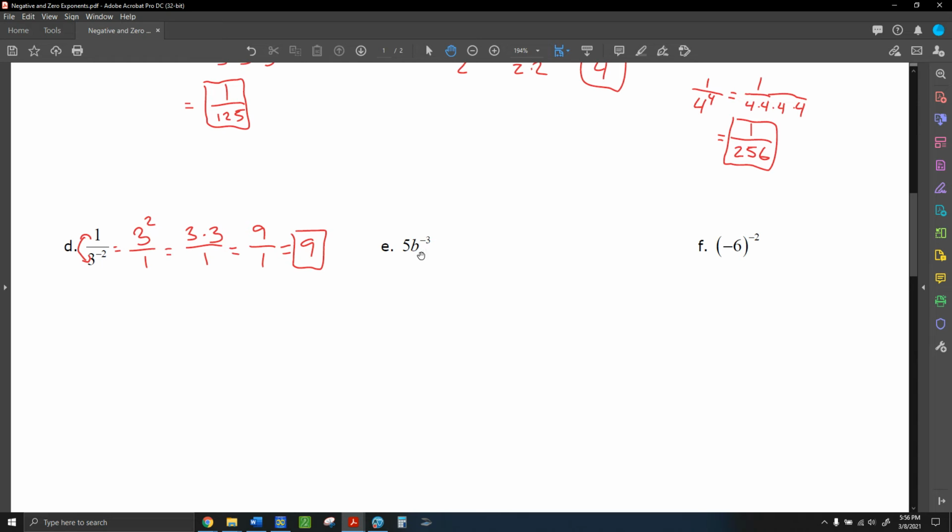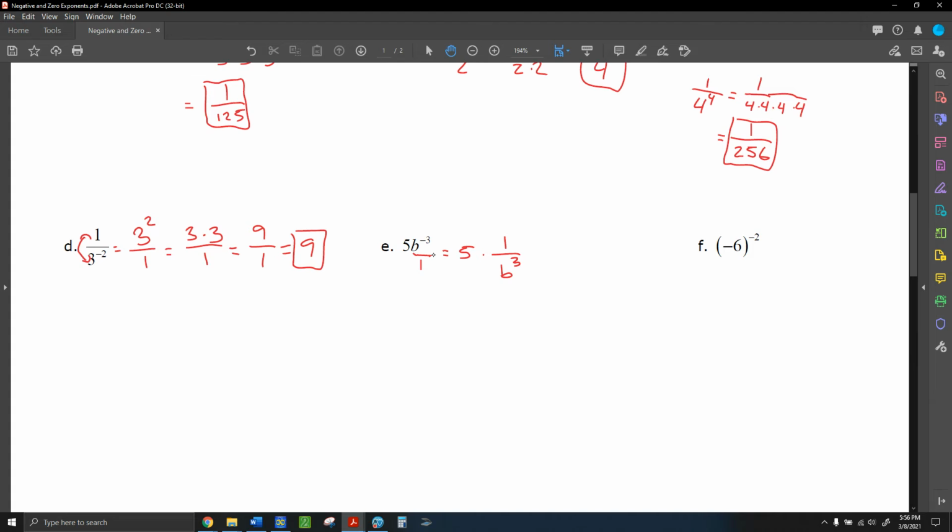The only thing raised to the negative third power is b. So this is saying 5 times b to the negative third. So what we're going to make a fraction is this b. We're going to put it over 1. So this is equal to 5 times 1 over b to the positive 3.